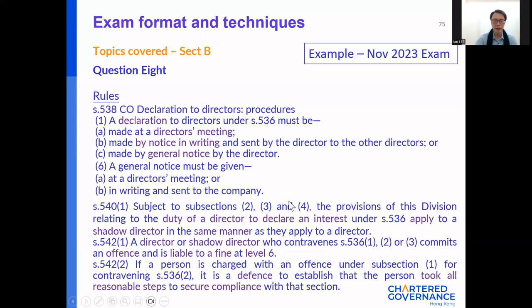And the procedure is a declaration made at the directors' meeting, by notice in writing, or by general notice by a director. So there are different ways you can do it, but most important, you must inform the board of directors. And here, the duty of directors to declare an interest applies to shadow directors the same. So you may recall I explained about directors and shadow directors. Directors, generally speaking, are the de jure directors, the directors who are officially appointed. Shadow directors are not officially appointed directors. They do not sit on the board, but in most cases, they are likely to control one or more members on the board of directors. And so it's the shadow director acting behind the scenes, pulling the strings, who is actually making the decisions, rather than the actual people sitting on the board.